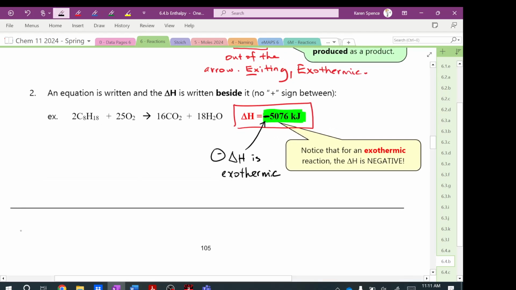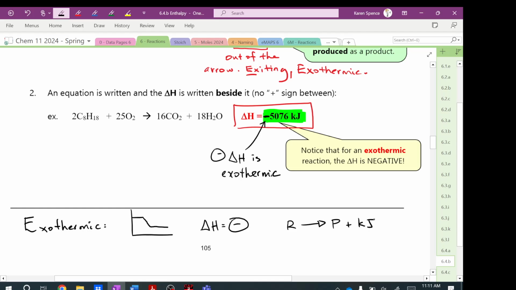So here's a little summary. Exothermic. In our graph, it's going to look like this. Delta H is negative. And when we have our reactants going to our products, our kilojoules will be in the products. That's exothermic.